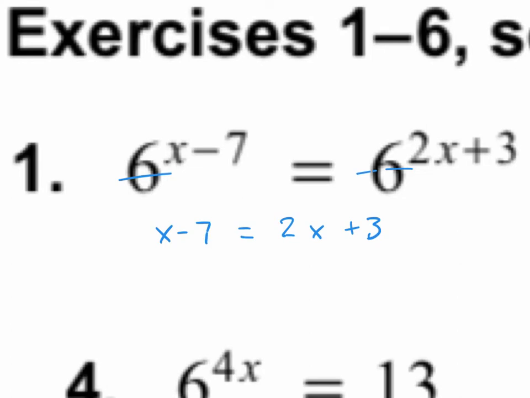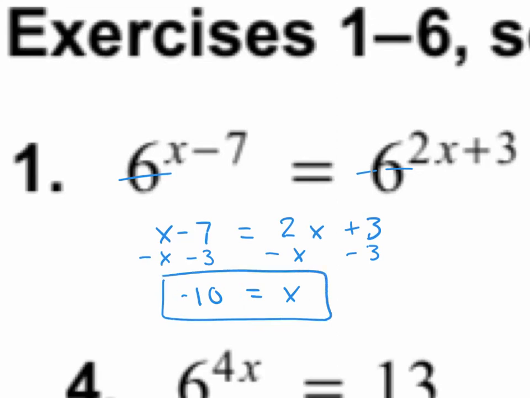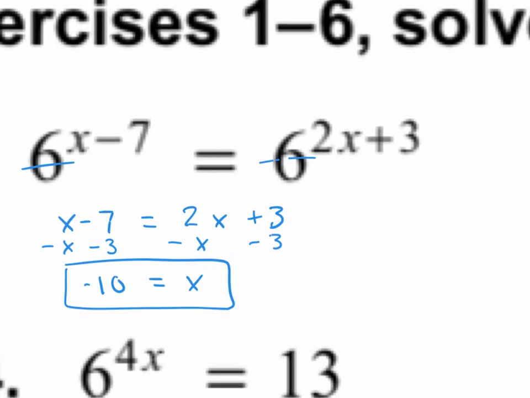What can we do first to solve for x? Subtract x on both sides, and what else? Subtract 3. So negative 7 minus 3 is negative 10. Negative 10 is equal to x. Any questions here? Awesome.